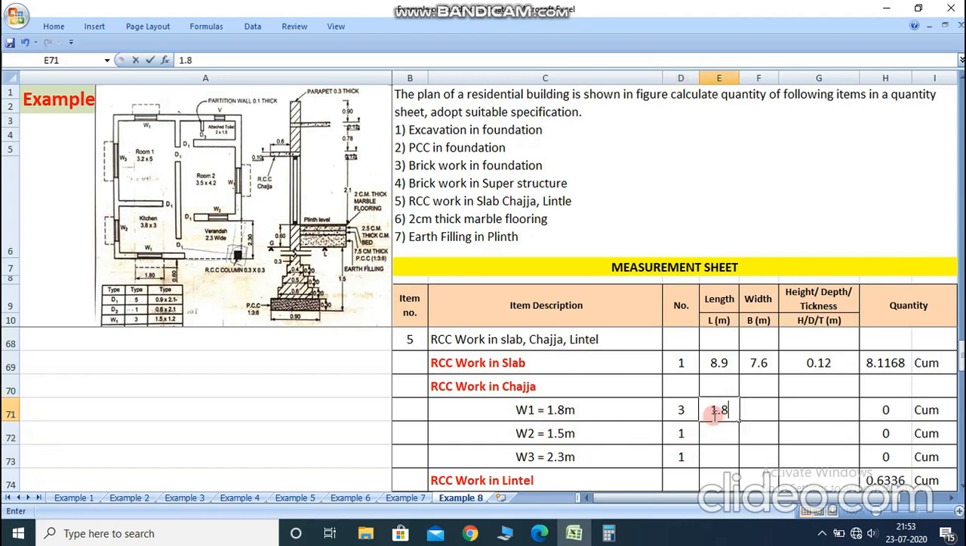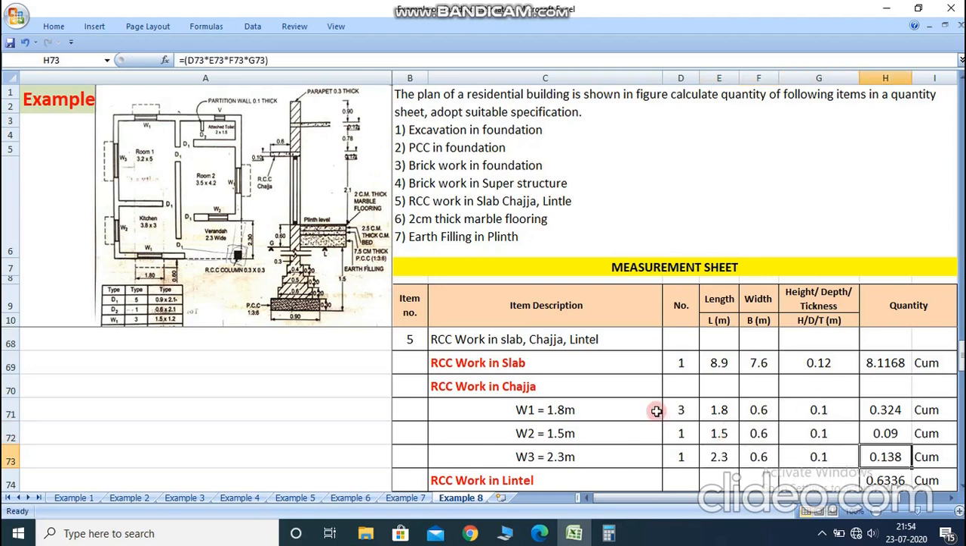Length is 1.8. Width is already given in the section part. So here 0.6 meter is the width given. So right here 0.6, and the thickness of the chhajja is 0.10, already given in the section part. So right here 0.10. Finally the same, 1.5 here, 0.6 and 0.1. Same here, 2.3, 0.6 and 0.1.